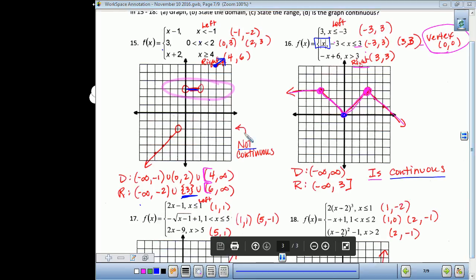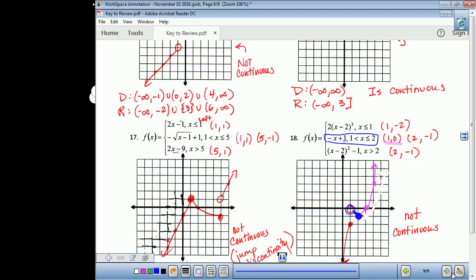Alright, any questions about 15 or 16? Last two.